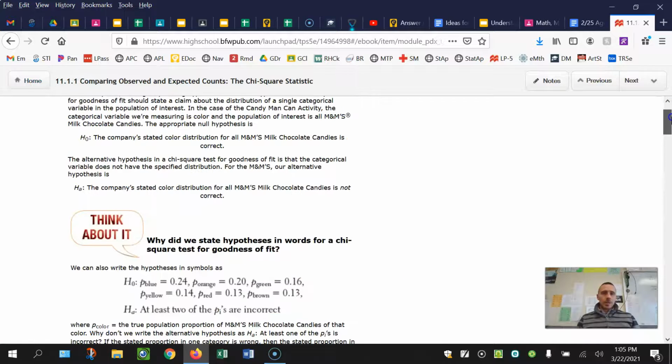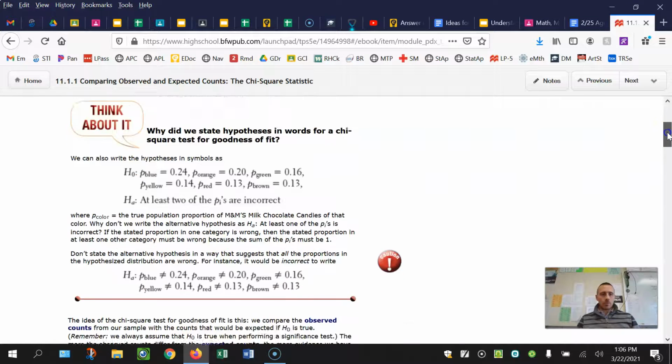You're not going to see me do this in class. You could write the hypotheses in symbols and attach the correct proportion to the correct category. Or you can generalize it, which is what you're going to see me do in class, in terms of words: the null hypothesis is that the entire distribution is as stated, and the alternative is that it's not as stated, or not correct.